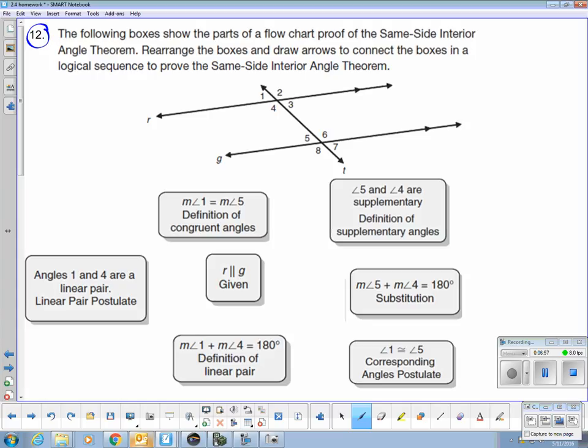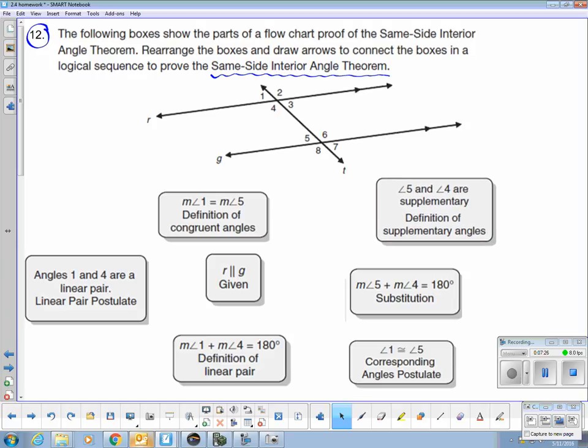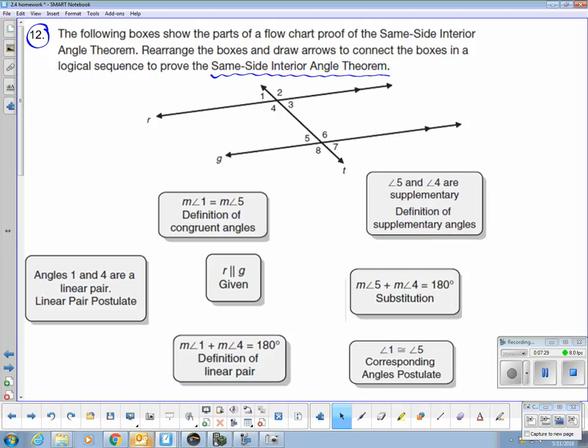So let's see if we can put all of these in a logical manner so that we can prove that same side interior angles are supplementary, equal 180 degrees. What we know about same side interior angles with parallel lines is that together they add up to 180 degrees. So it looks like I am trying to prove this right here. Angles 4 and 5, right? Look in the drawing here, angle 4 and 5 are same side interior angles. And so that's what I'm trying to prove.